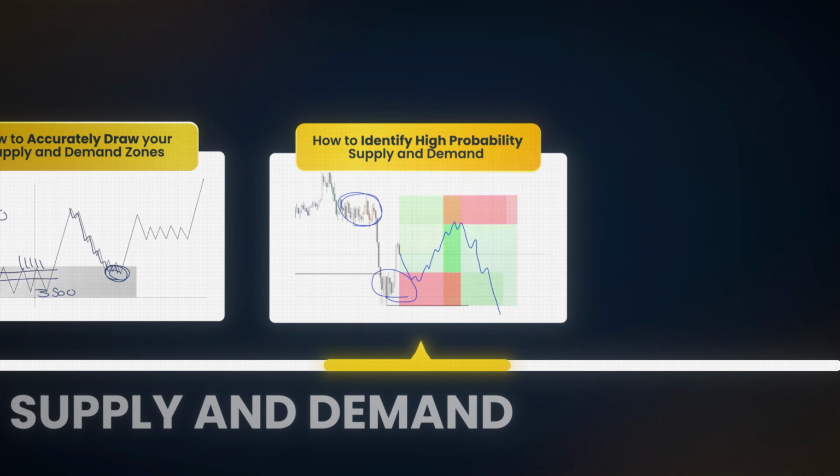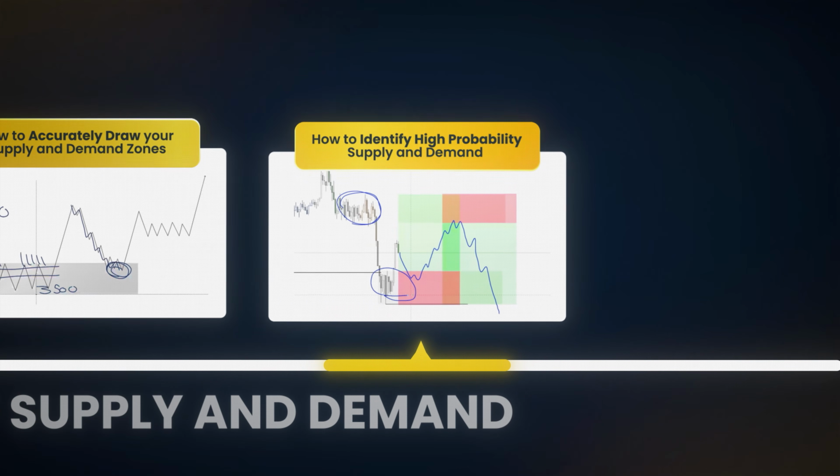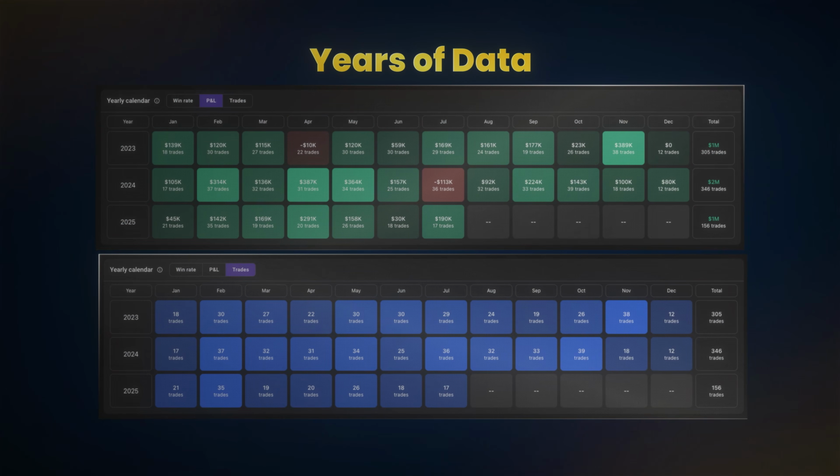Okay, now what I'm going to show you is how to identify high probability supply and demand. Simply put, supply and demand zones are everywhere in the market. How can we truly understand which ones have a higher chance of working than others? And the way that I have found through years of the data that I have gathered on this specific concept, I found one thing stands out above all else about how to truly understand whether a supply and demand zone will actually work. And that is structure, institutional order flow, right? The actual market structure of price.